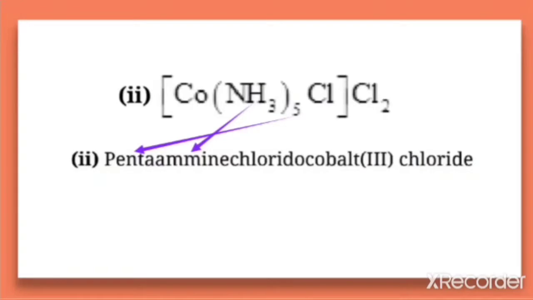So for number 5, we use the prefix penta, then amine. The next ligand, what is the next ligand? Cl. It should be named as chlorido because only one Cl is there. It is not necessary to write mono. Just we write chlorido. Then cobalt. The oxidation state is written in the bracket. That is 3. Next, at the end, the name of counter ion should be written. That is chloride. The number of Cl is not represented here. Just we need to write chloride.